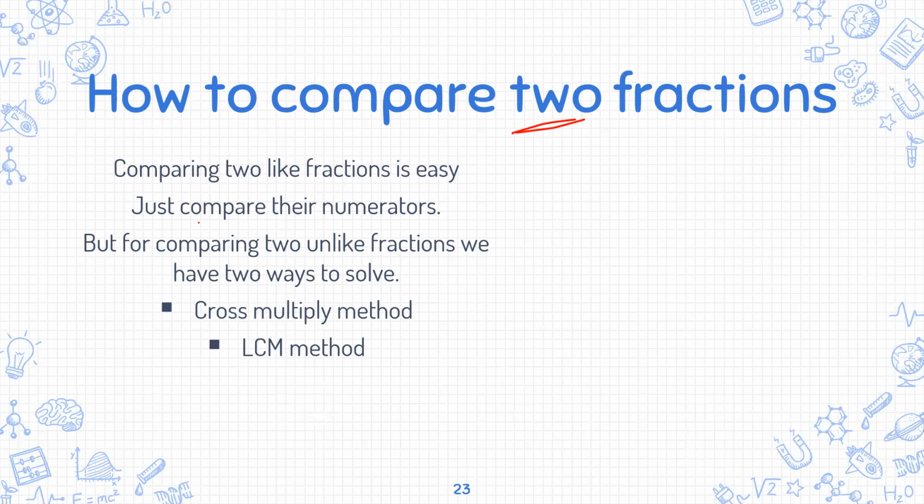Comparing two like fractions is easy. Just compare their numerators. But for comparing two unlike fractions, we have two ways to compare. That is the cross multiplication method and the LCM method. The cross multiplication method is very easy. This is the easiest method of comparing fractions, whereas the LCM method is the long method. This is easy but long.